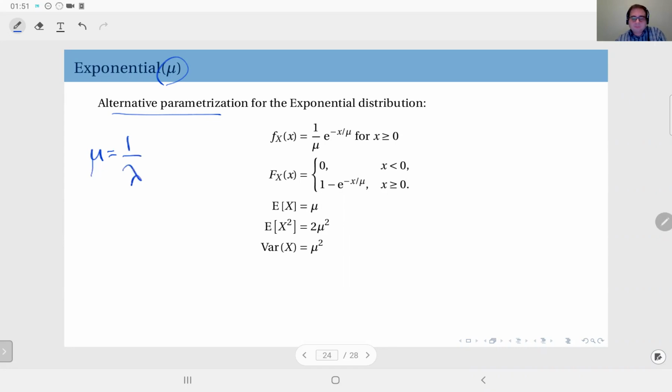That's the only difference. Okay, here you see instead of lambda e to the power minus lambda x for the PDF, you have 1 over mu times e to the power minus x over mu. And the CDF is given by 1 minus e to the power minus x over mu for non-negative x values. And if you compute the expected value, second moment, and the variance, they turn out to be mu, 2 mu square, and mu square. So mu here is, you see, the mean of the distribution.